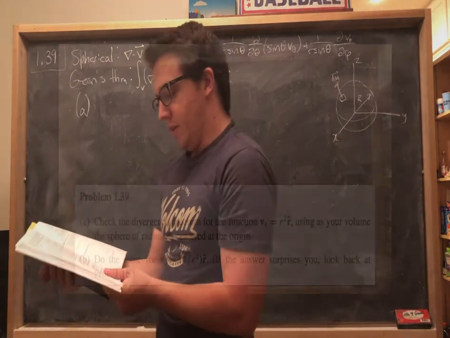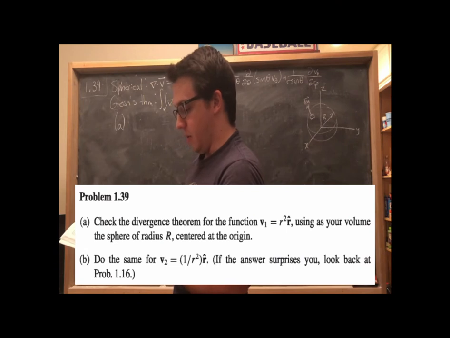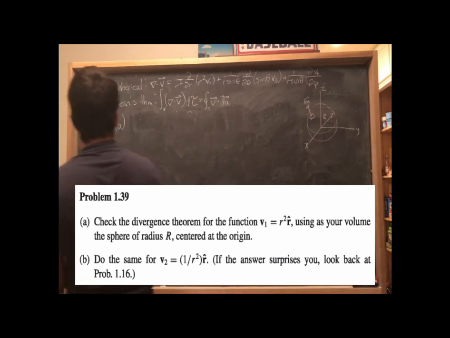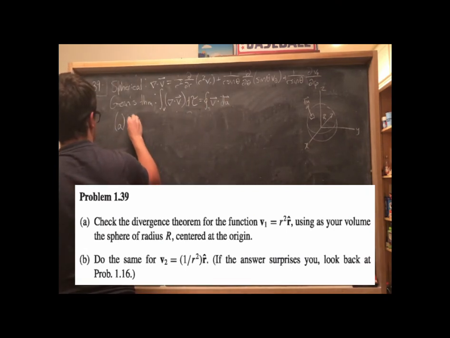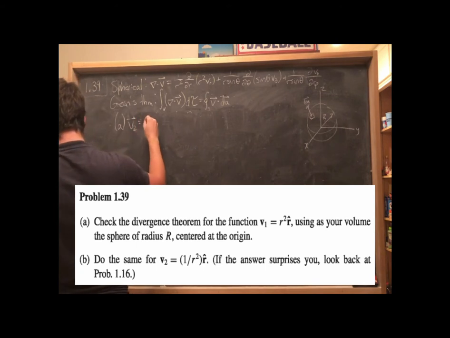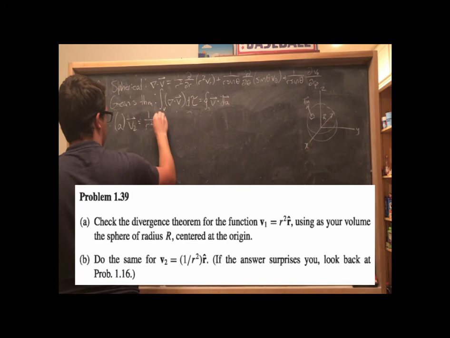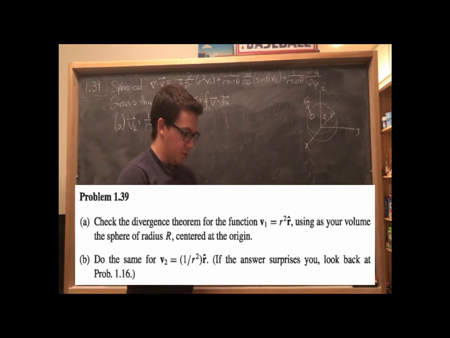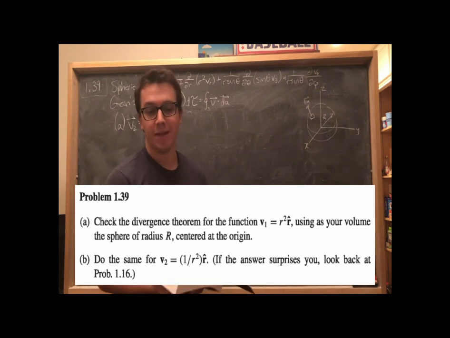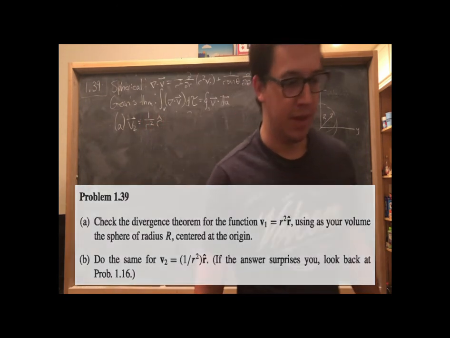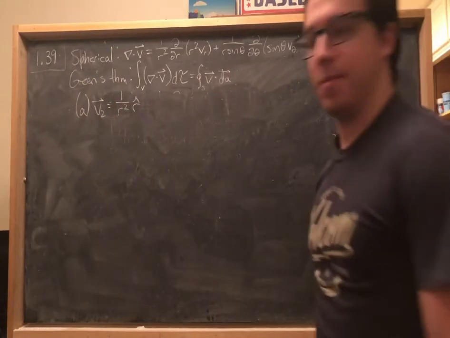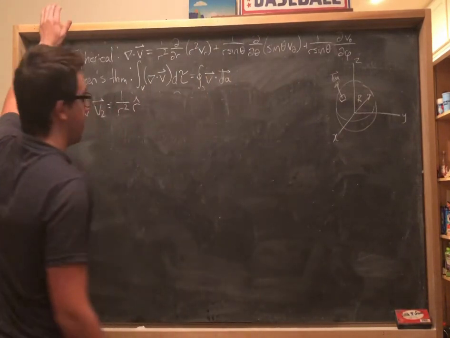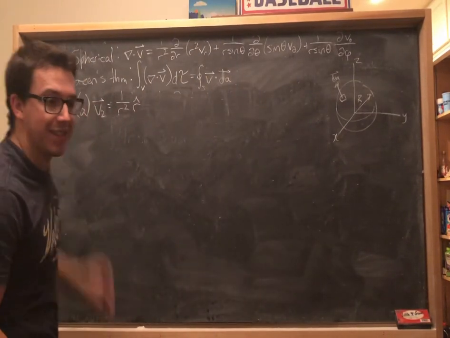Because part B says, do the same for v2 equals 1 over r squared r hat. If the answer surprises you, look back at problem 1.16. Look back at problem 1.16, it says.